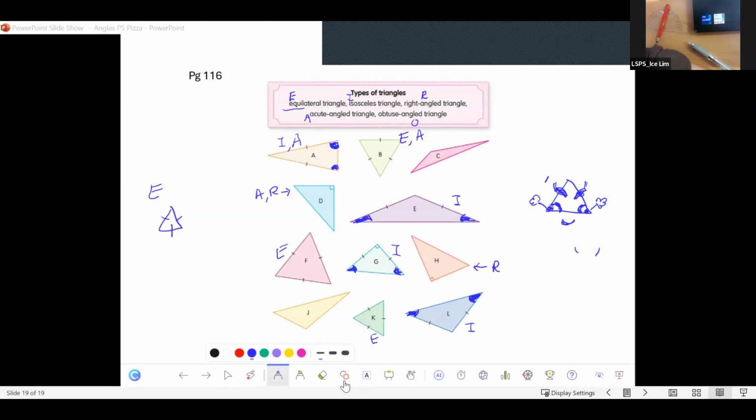Oh, sorry, R is not an acute triangle, because R has a right angle. Not all angles are acute. Okay? G is a right angle, so it's not acute. Oh, yes, you're right. G is also a right angle. So G has two: isosceles as well as right angle. Sorry? It's not R, it's N. So G is isosceles as well as right angle.